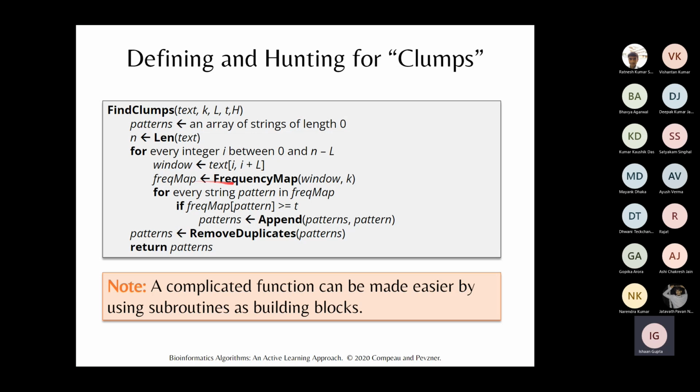Then for each window, you apply the frequency map, and you get all the most frequent words. And now for every pattern in the frequency map, you ask if this pattern was occurring more than t number of times, then this is a pattern which is worth remembering. And in the end, you will have to remove duplicates because two windows can have the same frequent word patterns. Okay, but there is a complication. Complicated functions can be made easy with frequency maps and routines.